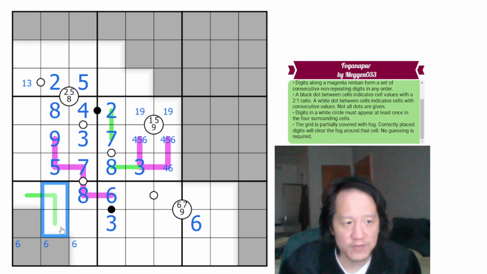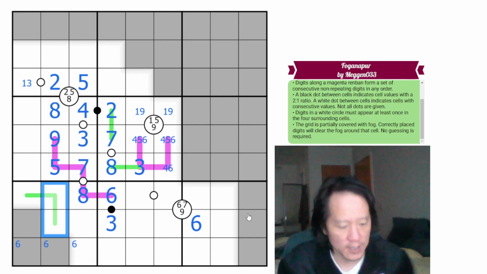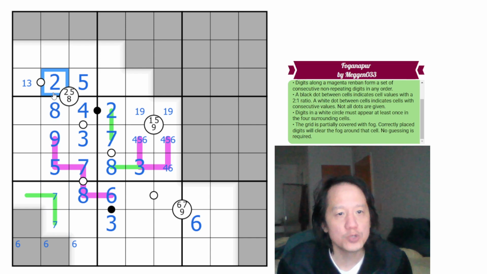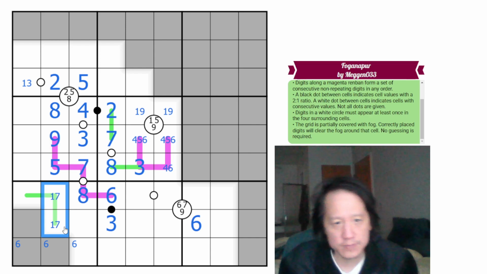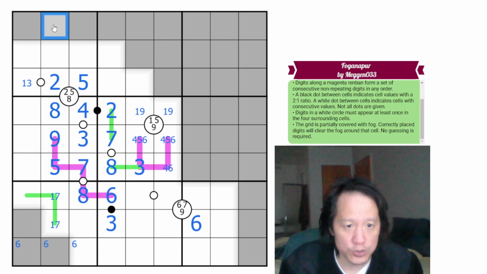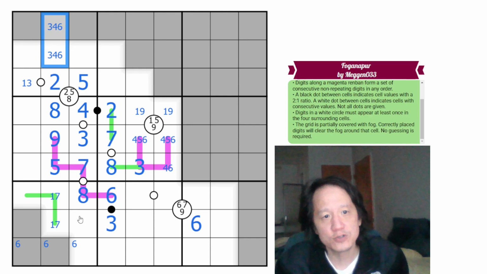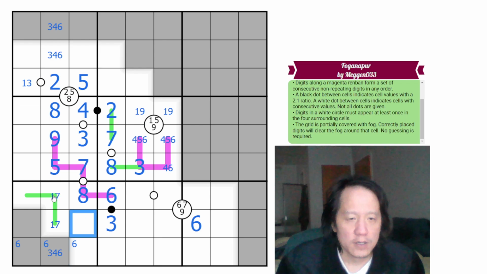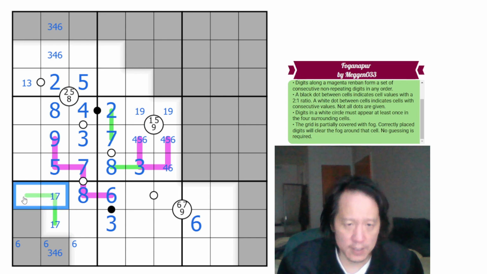Therefore, what's left of the highs? It can only be 7. And 7 can only be next to 1 or 2. And the 2 can't be here. Therefore, this must be 1. So this is a 1-7 pair, which means in the rest of column 2, it has to be 3, 4, and 6. So this is 3, 4, 6, or this is 3, 4, 6. What can be next to here?